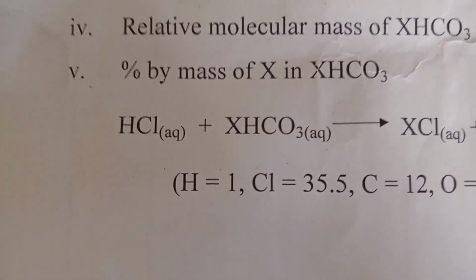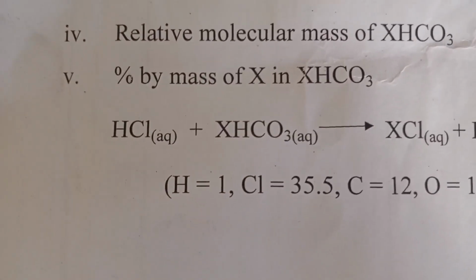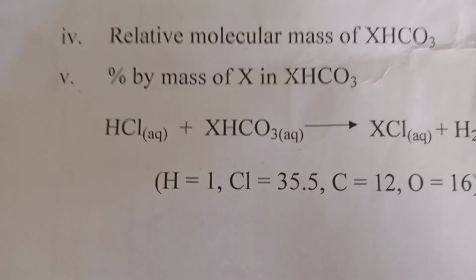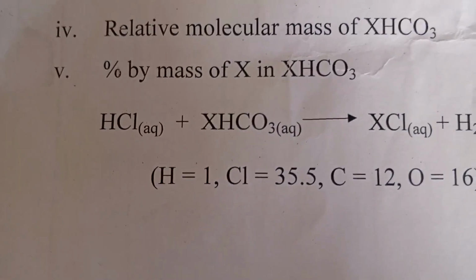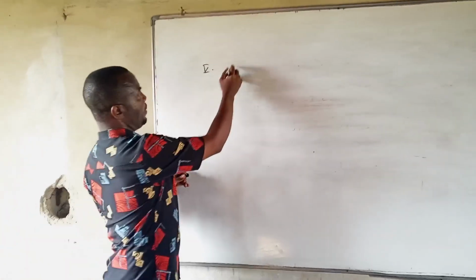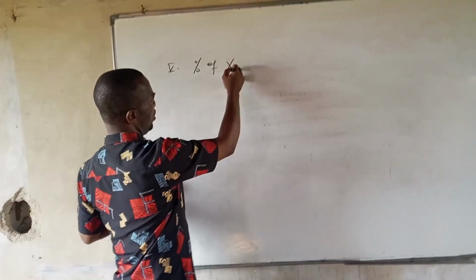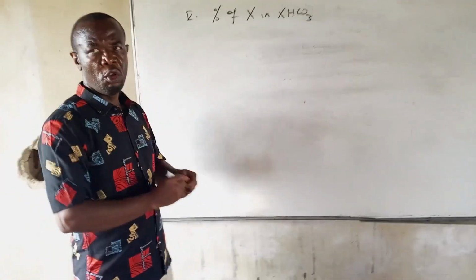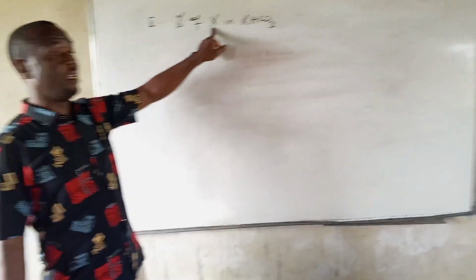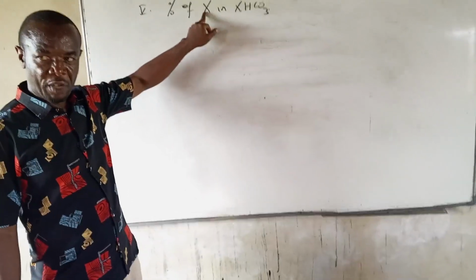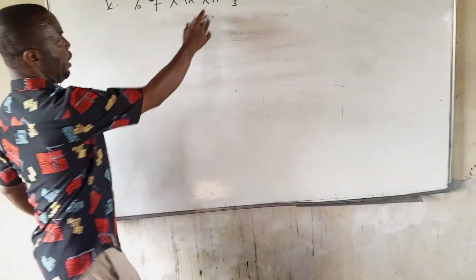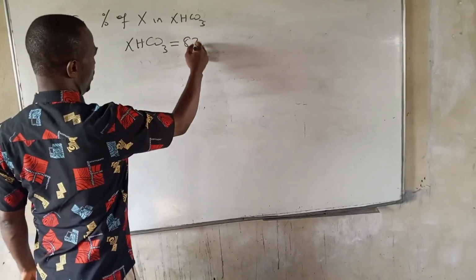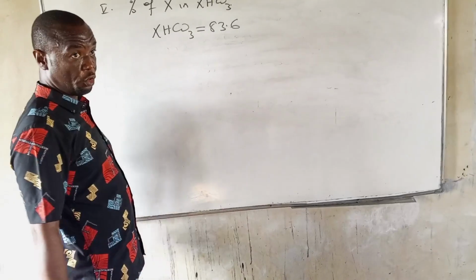So the fifth question says: percentage by mass of S in SHCO3. So we're looking for the percentage of S in SHCO3. Before we do that, we first want to find the relative atomic mass of S. You have to find the mass of S before you find the percentage. You equate the compound to the molar mass, which is what? 83.6, which you got by calculation.